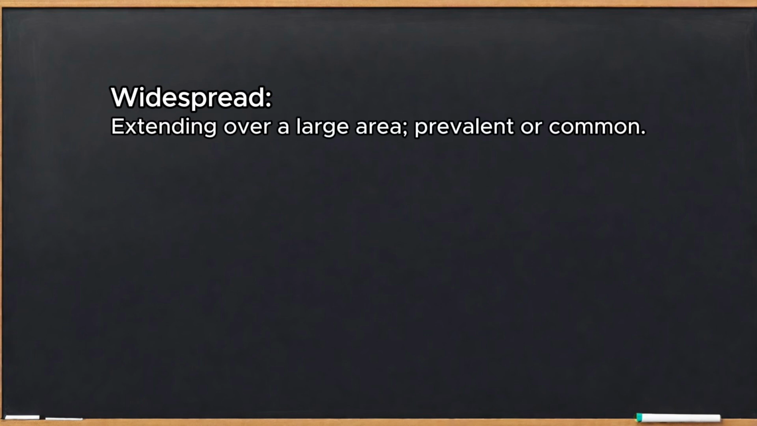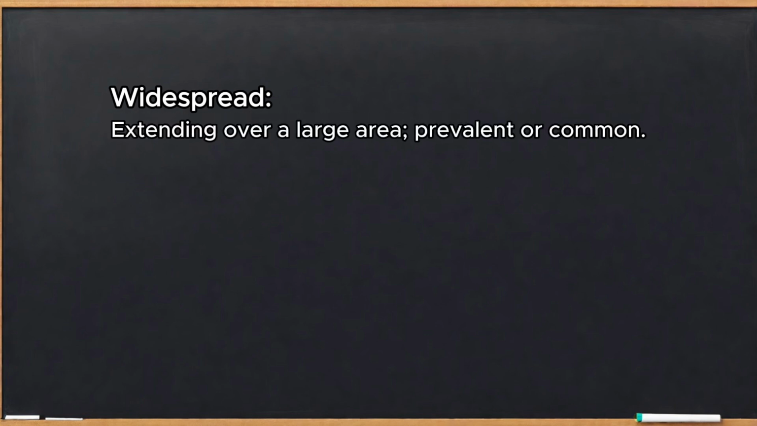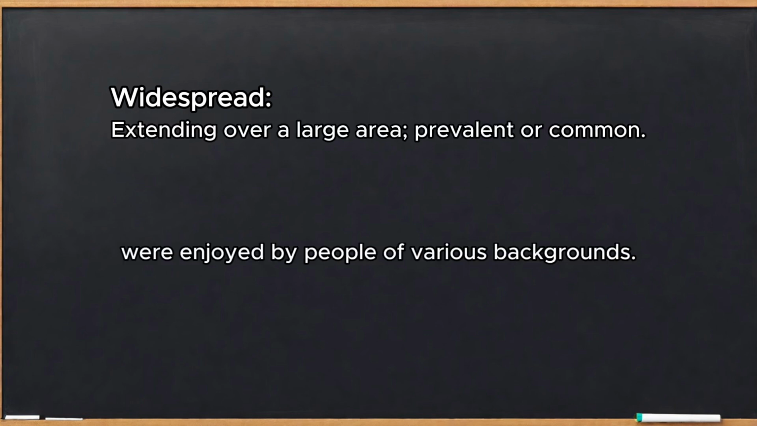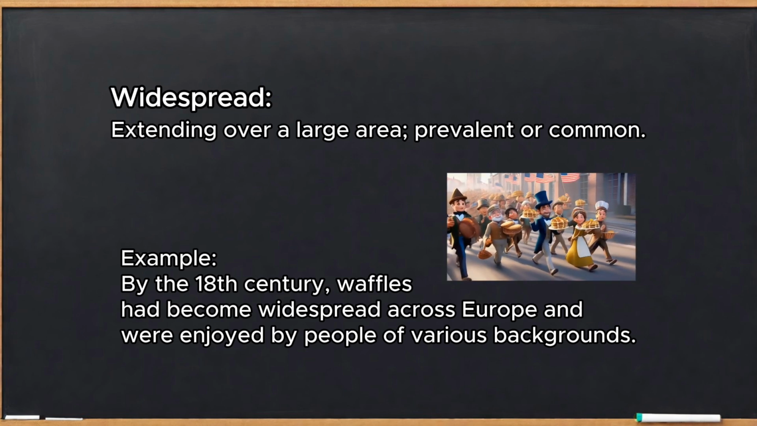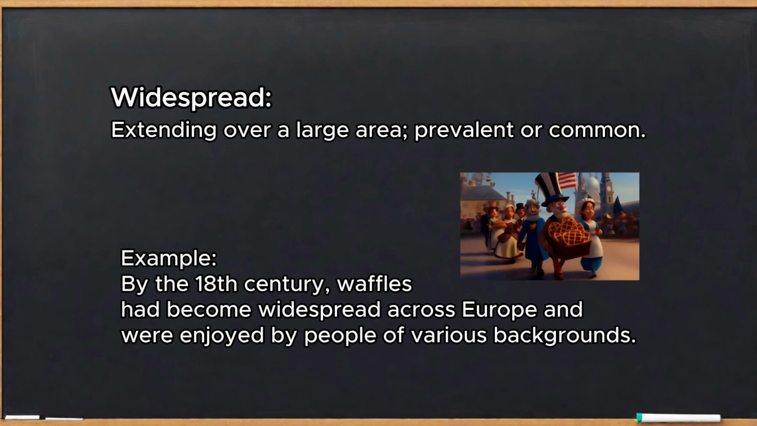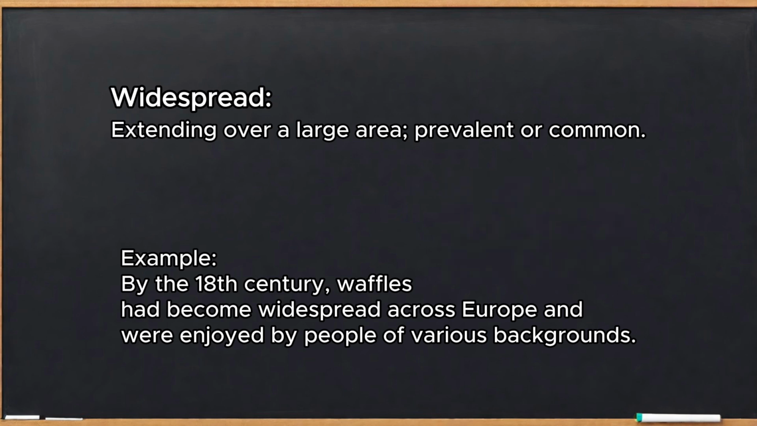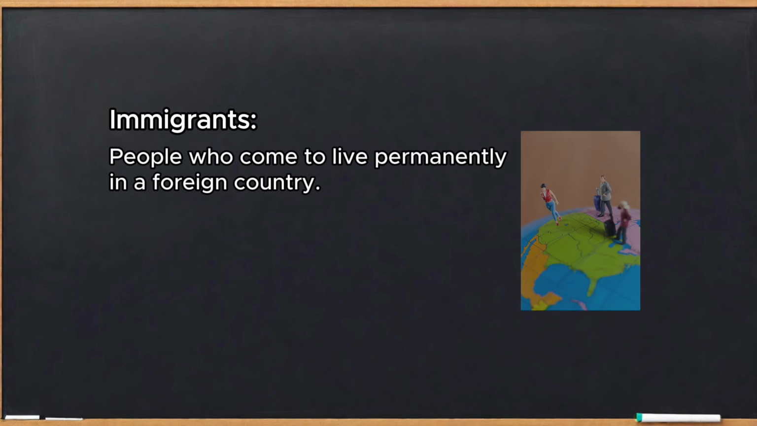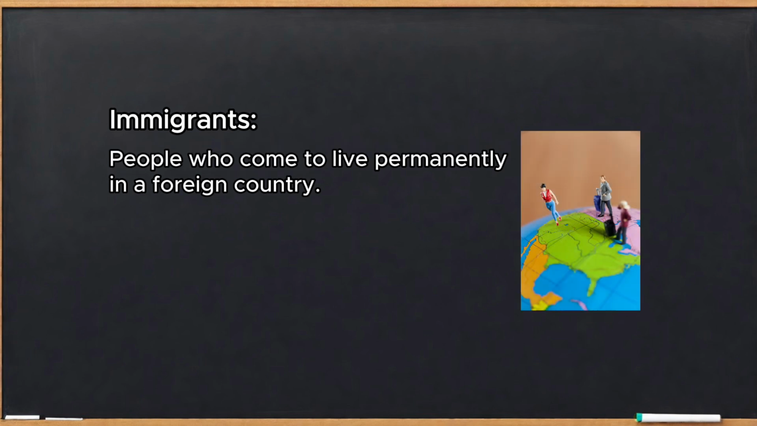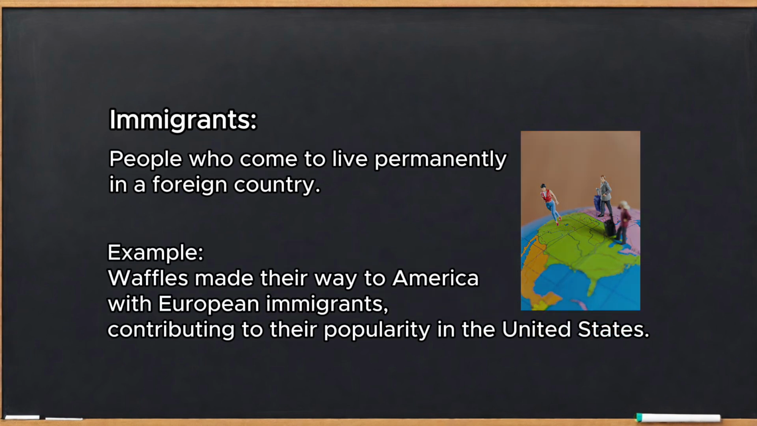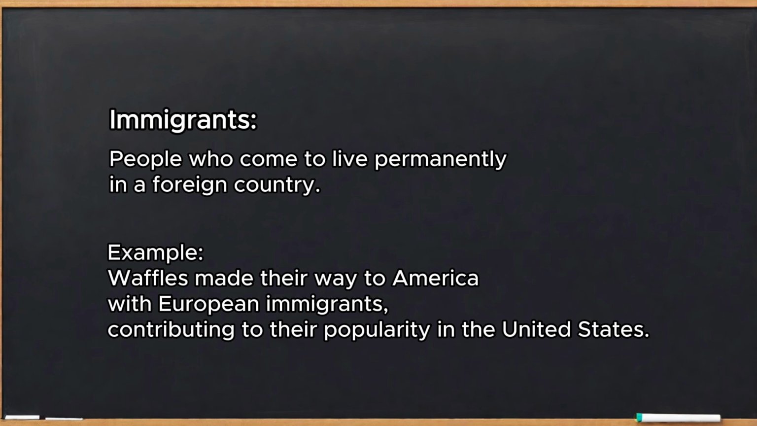Widespread, extending over a large area. Prevalent or common. Example, by the 18th century, waffles had become widespread across Europe and were enjoyed by people of various backgrounds. Immigrants, people who come to live permanently in a foreign country. Example, waffles made their way to America with European immigrants, contributing to their popularity in the United States.